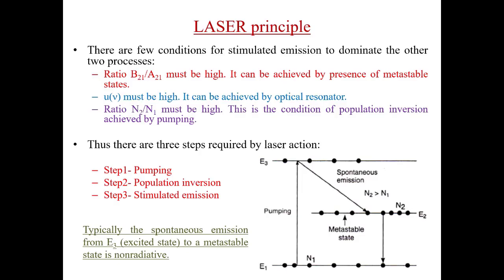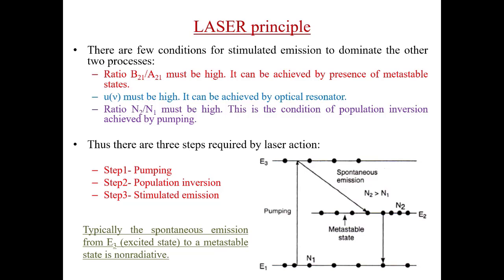Let us now discuss laser principle and different parts of laser. There are a few conditions for stimulated emission to dominate the other two processes. The ratio between B21 and A21 must be very high. It can be achieved by presence of metastable state. And the energy density of incoming photons must be very high. It can be achieved by suitable pumping scheme. The ratio between N2 and N1 must be high, and this is the condition of population inversion achieved by the pumping.